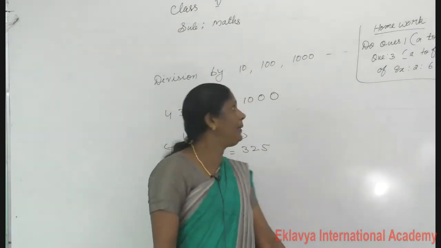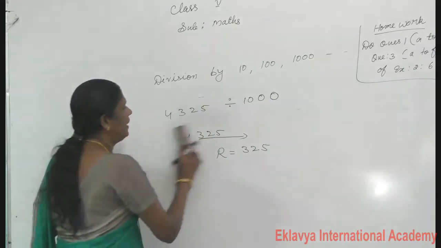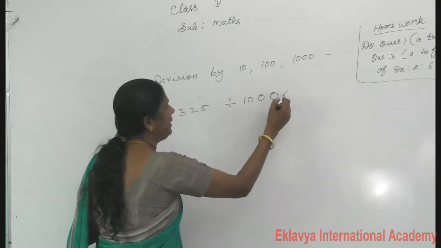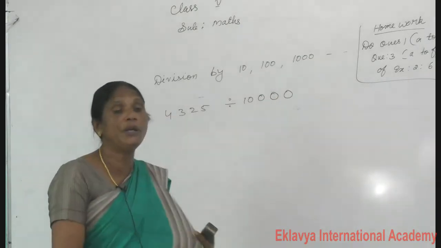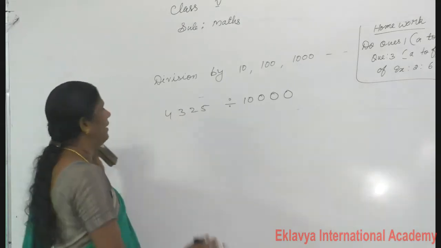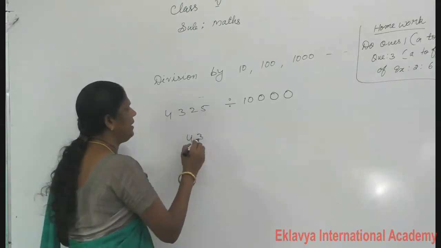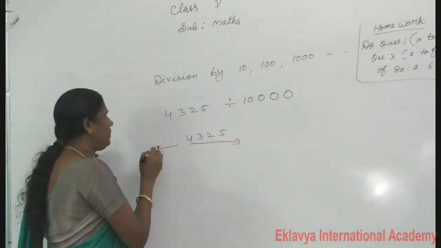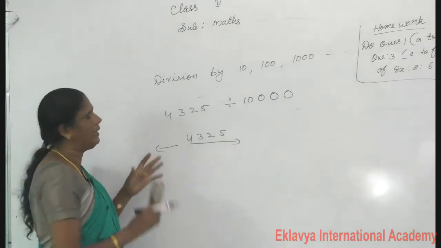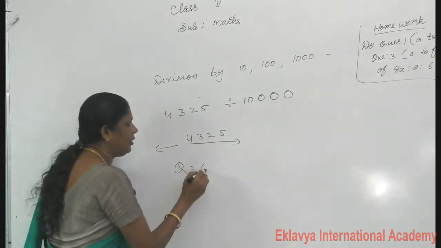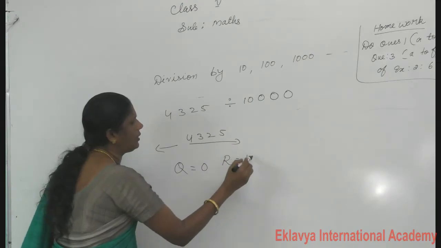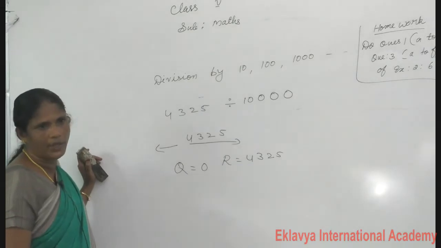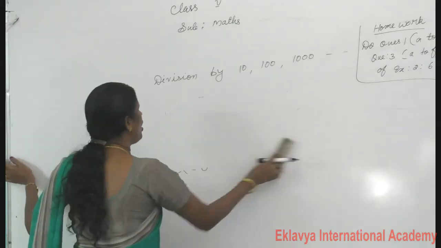Then division by 10,000. Again, 4325 divided by 10,000. How many digits do we remove? 4 digits. The left number is 0. Then quotient is equal to 0. Remainder is equal to 4325. Understand? All students? Then solving problems.